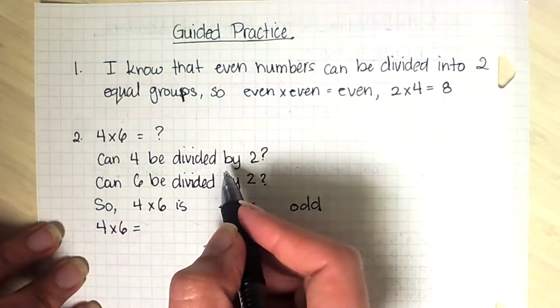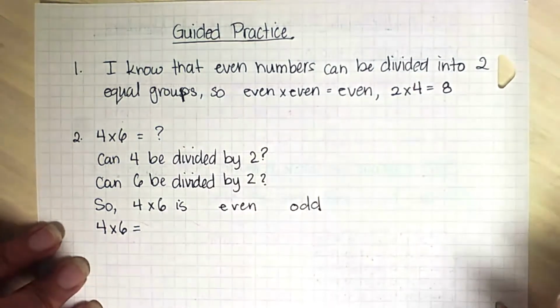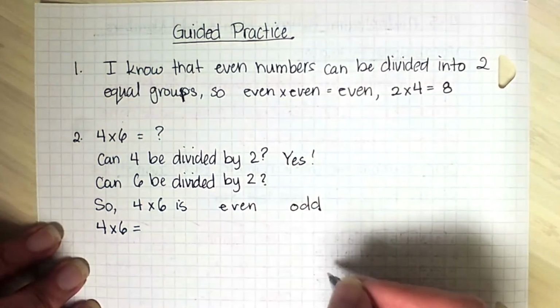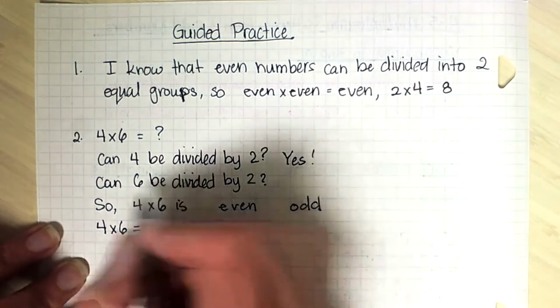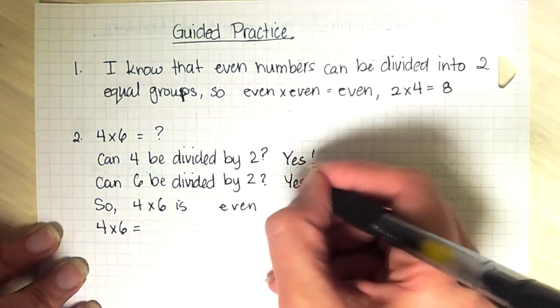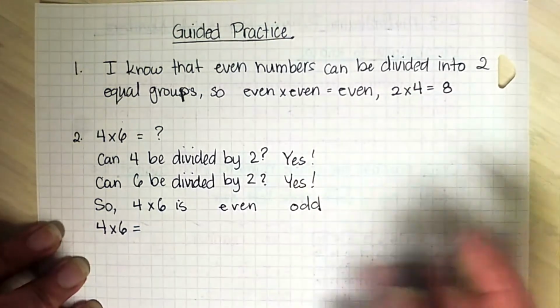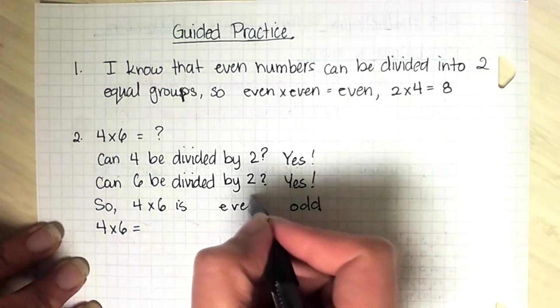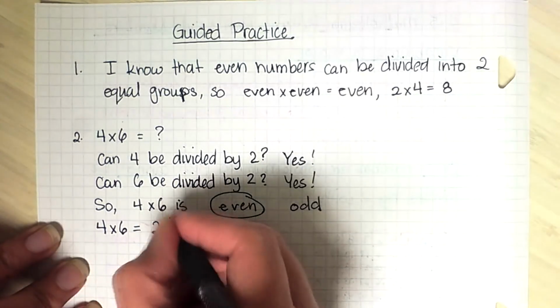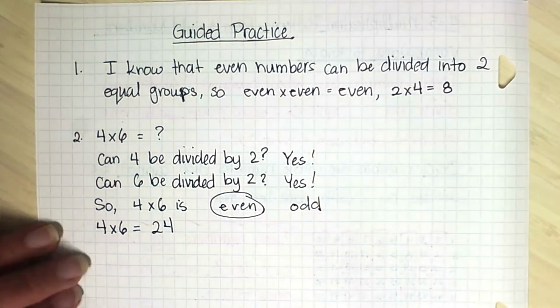So can 4 be divided by 2? Can you take 4 and split it into 2 equal groups? We know the answer here is yes. Can 6 be divided by 2? Yes, I can make 2 groups of 3 will equal 6. My answer over here is also yes. So that means 4 times 6 is even. And 4 times 6, we know from our multiplication facts, is equal to 24.